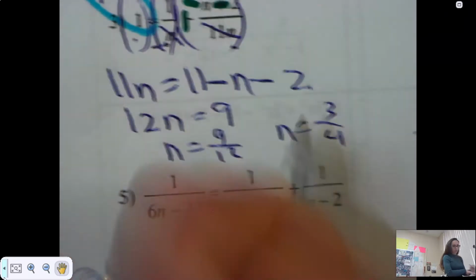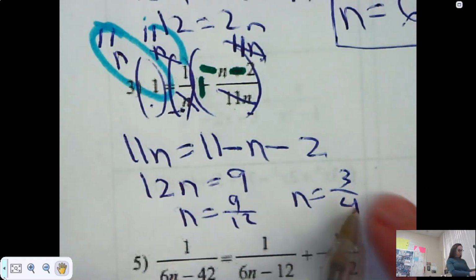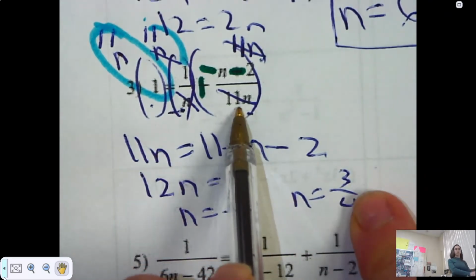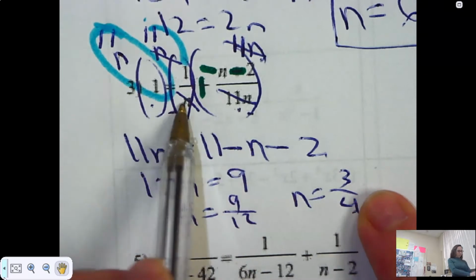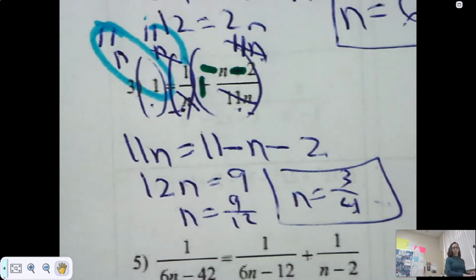Simplify. Check for extraneous. Well, I can put in 3/4 times 11. I don't know what that is. Well, I do. But it's not 0, so I'm good. That's not 0, so I'm good.